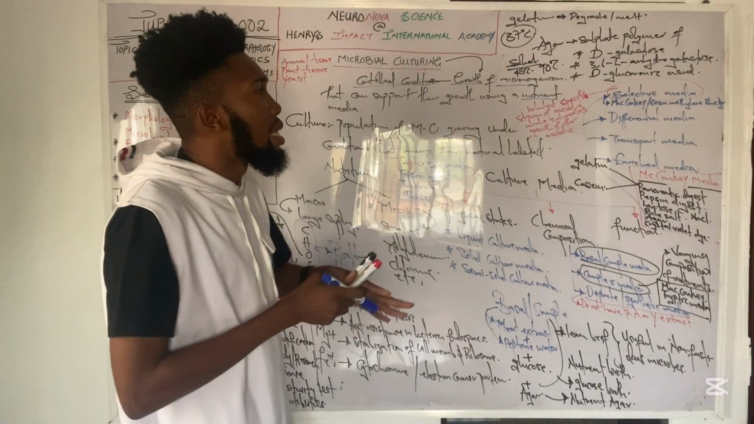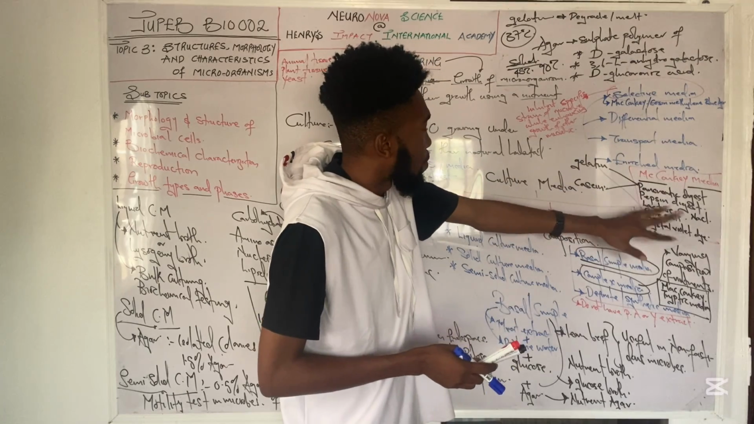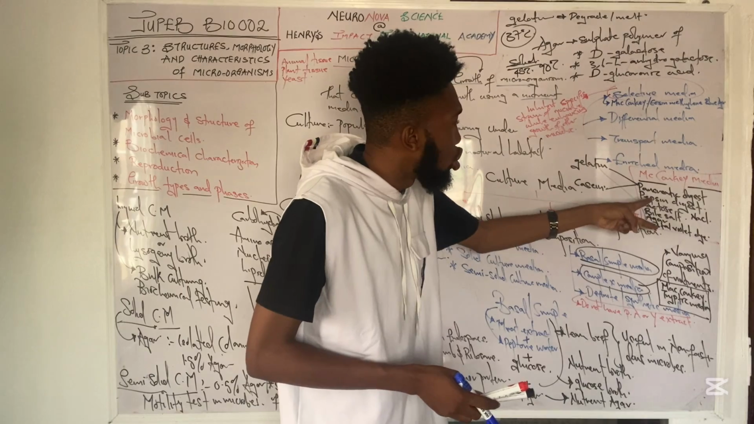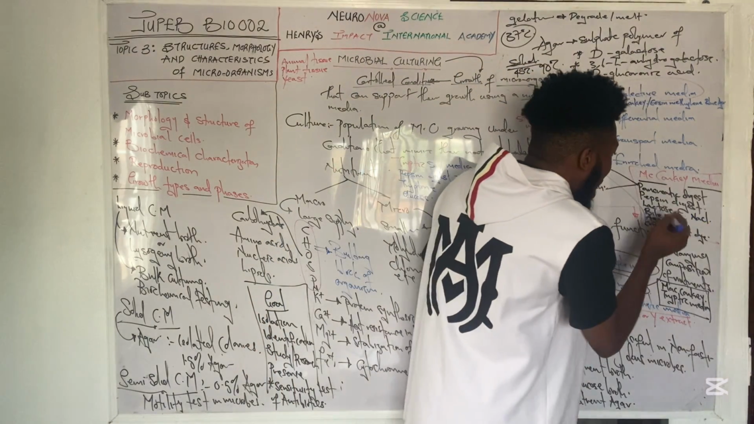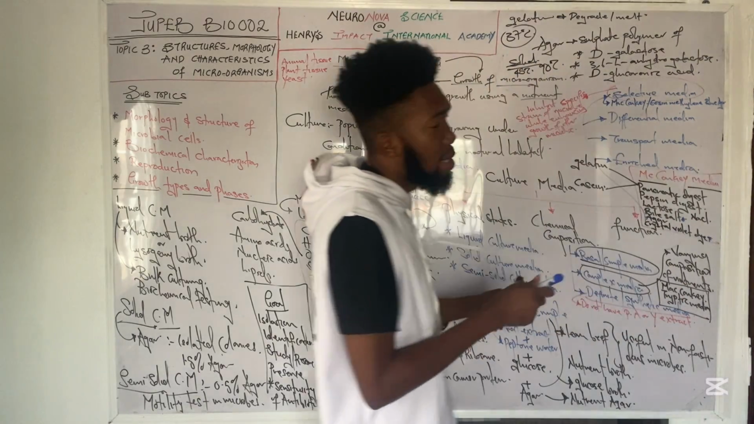So how does this work? Let me just use the McConkey as an example. McConkey as a selective media has 2 major nutrients present that make it a selective media. And what are those 2? We have the bile salts and we have the crystal violet dye.